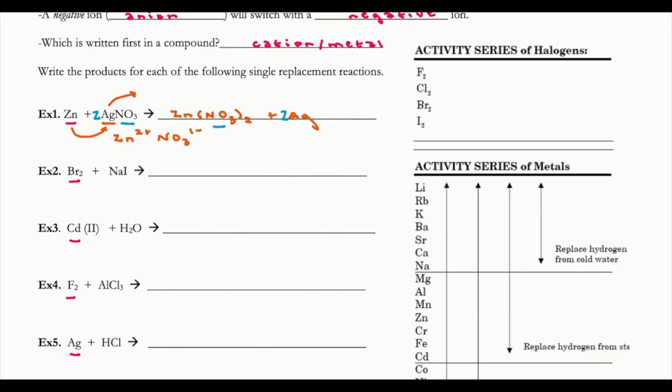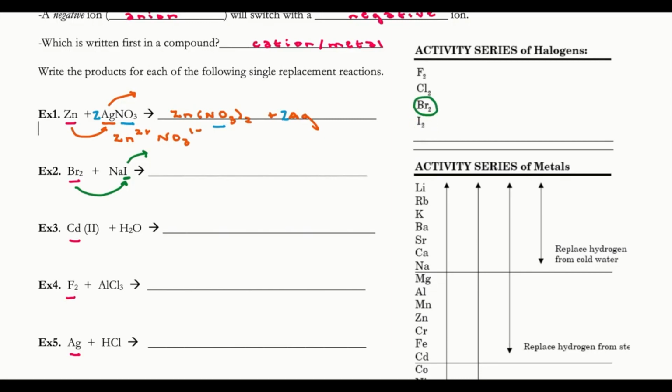Now I've got bromine reacting with sodium iodide. So Br2, when it forms an ion, it forms an anion, a negatively charged ion, right? Br-. So Br is not going to kick out Na, it's going to kick out another negatively charged ion, so it will kick out iodine. Okay, let's check to make sure it really will. So this is actually at the top of the activity series. Notice bromine is higher on the activity series than iodine, so the reaction will occur.